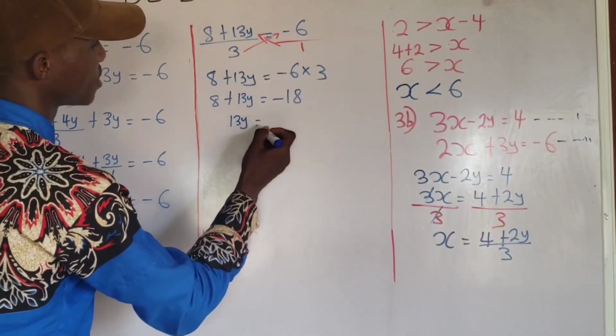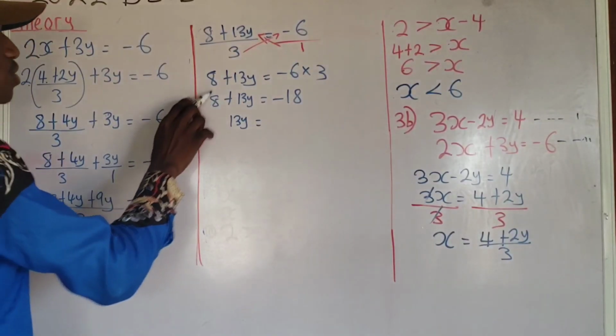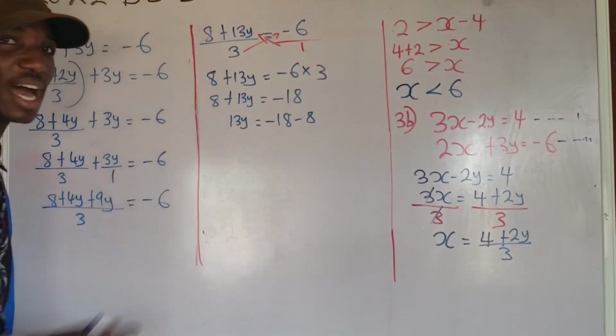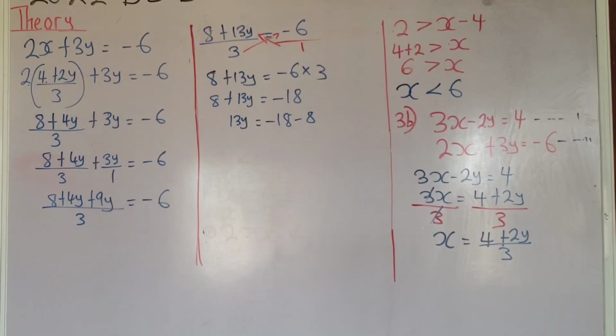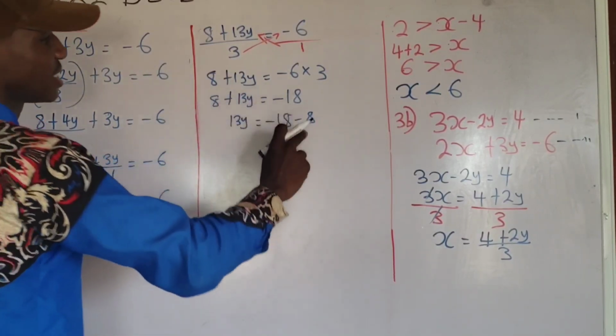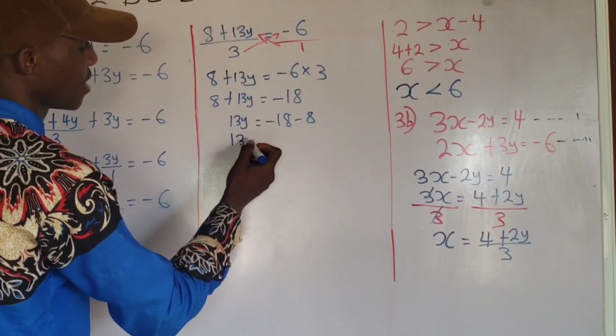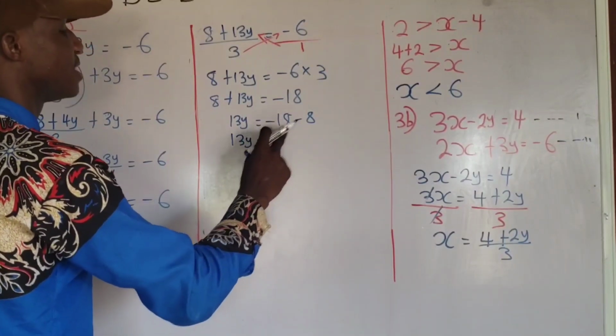13y is equal to, now, if this 8 crosses the equals to sign, I'm going to have negative 8, because it has a positive sign before. And because it has a positive sign, if it crosses the equals to sign, the sign is going to change to negative, okay? So I have negative 18 plus negative 8, you understand? So here, we're going to have 13y is equivalent to negative 18 negative 8.